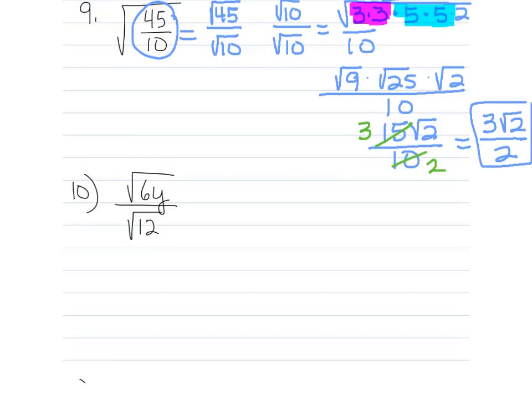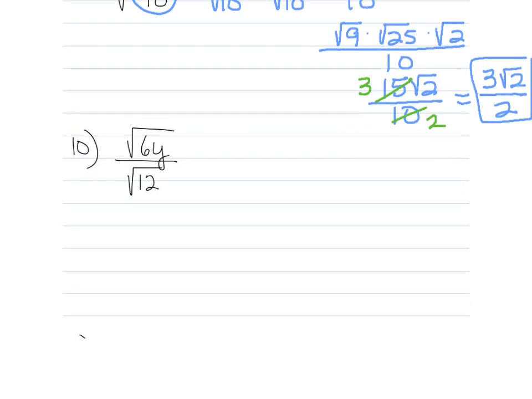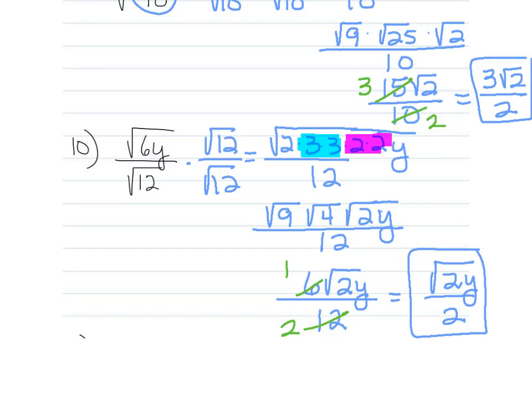All right, number 10. Try this one on your own. Come back and check your answer. Okay, when you simplify this radical expression, you're left with radical 2y over 2.